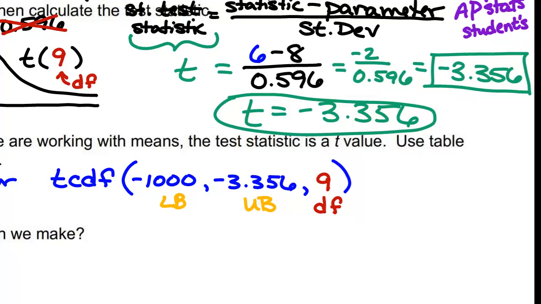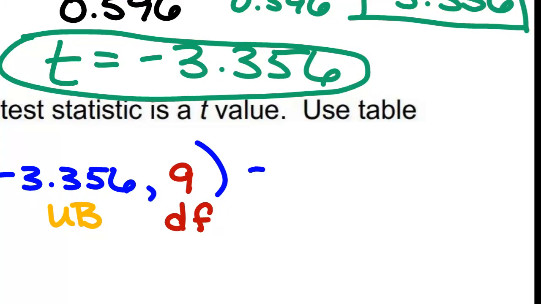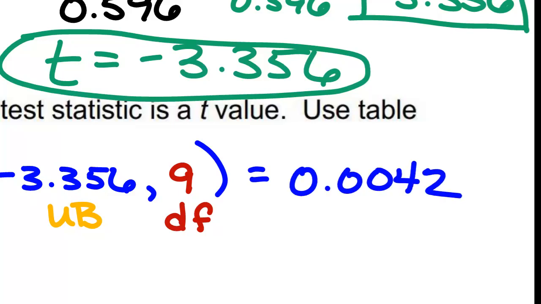For the t-distribution, if you look on your calculator, we want t-CDF, which is option number 6. Same place where we go for normal CDF. T-CDF is in the same spot. And then we put our lower bound in, our upper bound in, and our degrees of freedom. And we get what for our p-value? 0.0042.